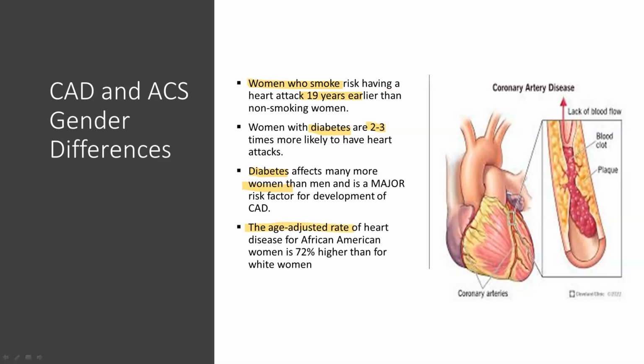And then we also are aware of the age-adjusted rate of heart disease for African American females is 72% higher than their Caucasian counterparts. So a lot of this can be related back to either poor care, poor access to care, poor economic or socioeconomic factors.